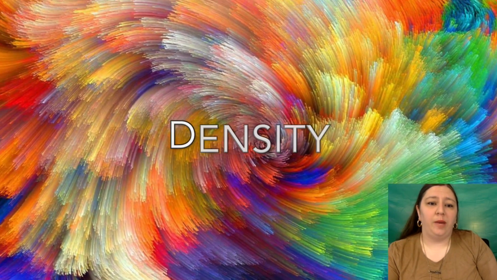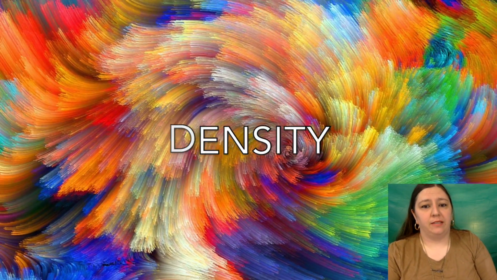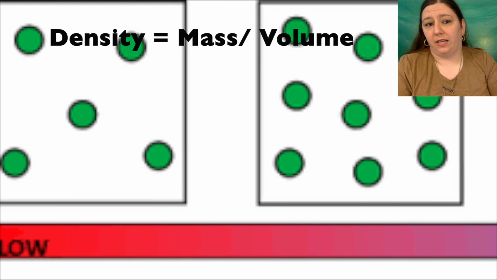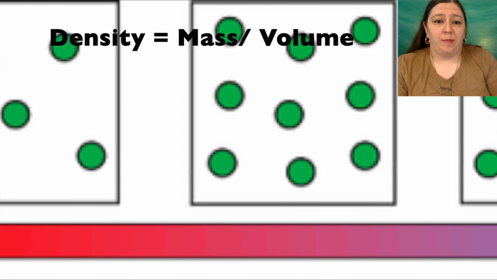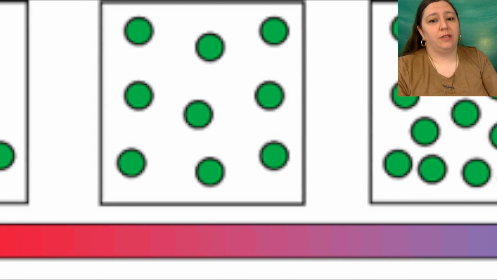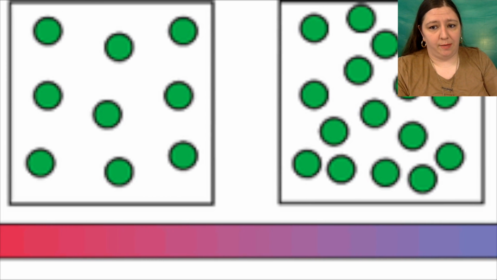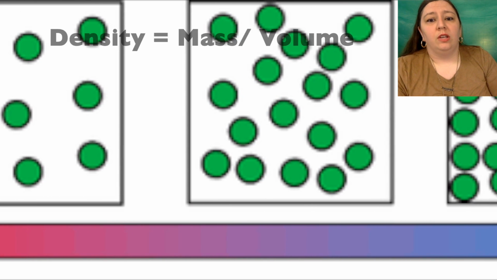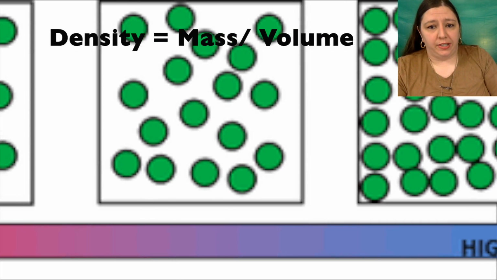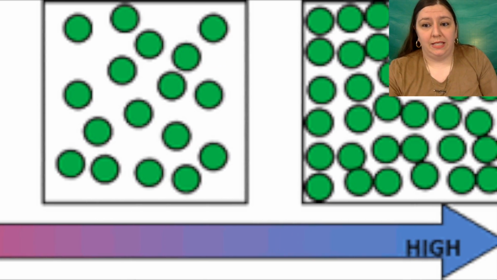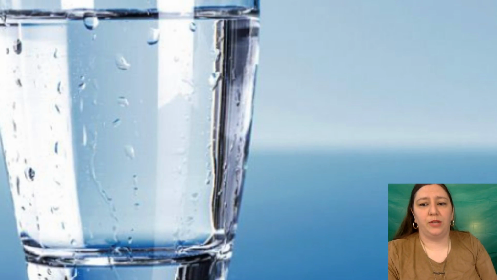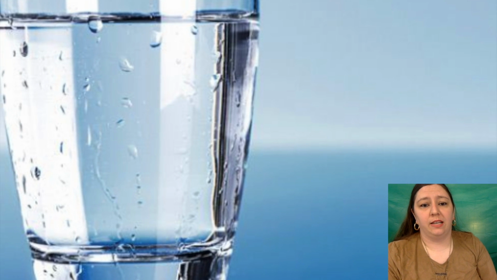Density describes how much matter is in a certain amount of space. Density is equal to mass divided by the volume. Mass is a measure of the amount of matter in an object, so the amount of space an object takes up is described as its volume. So density is the amount of matter divided by the amount of space it takes up. The density of an object will always depend on its mass and its volume.